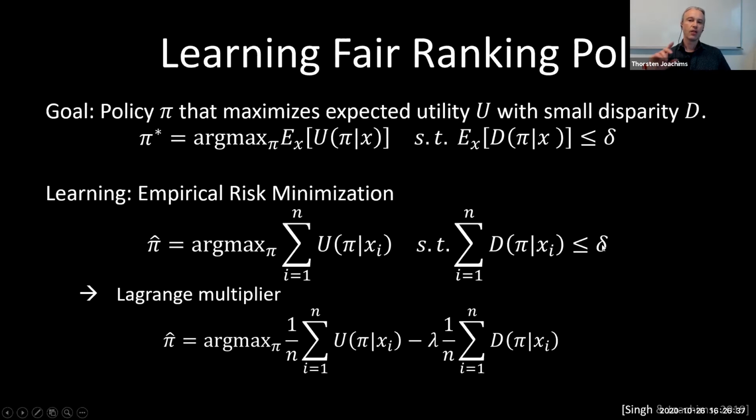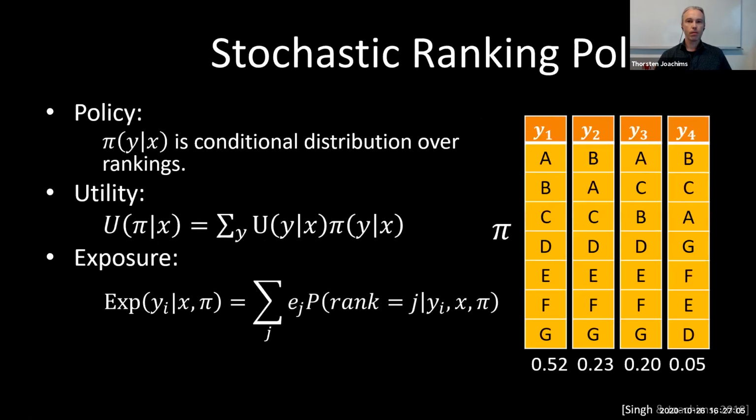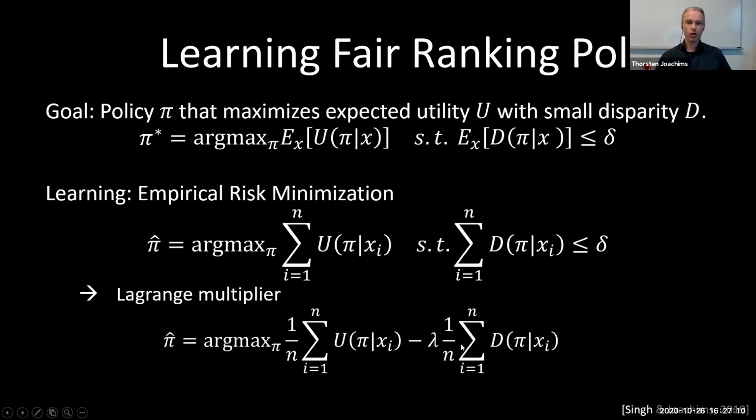And if you just put in a Lagrange multiplier, you can get rid of this constraint and turn it into an objective where this Lagrange multiplier lambda becomes a parameter that you need to set. And it regulates the trade-off between how much utility you are willing to sacrifice for minimizing disparity or maximizing fairness. So that's an objective. This is what we want to optimize in our machine learning algorithm.